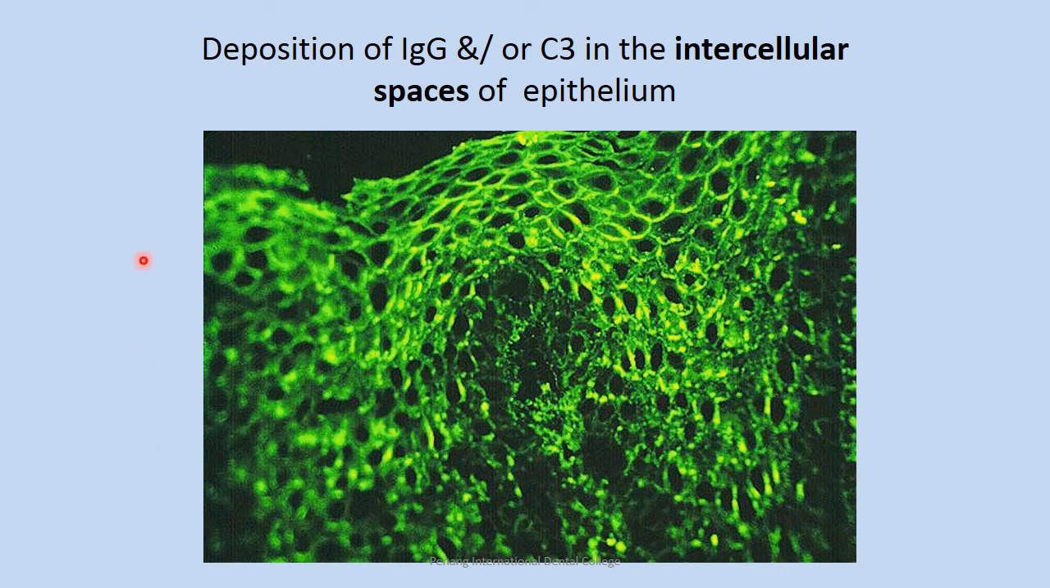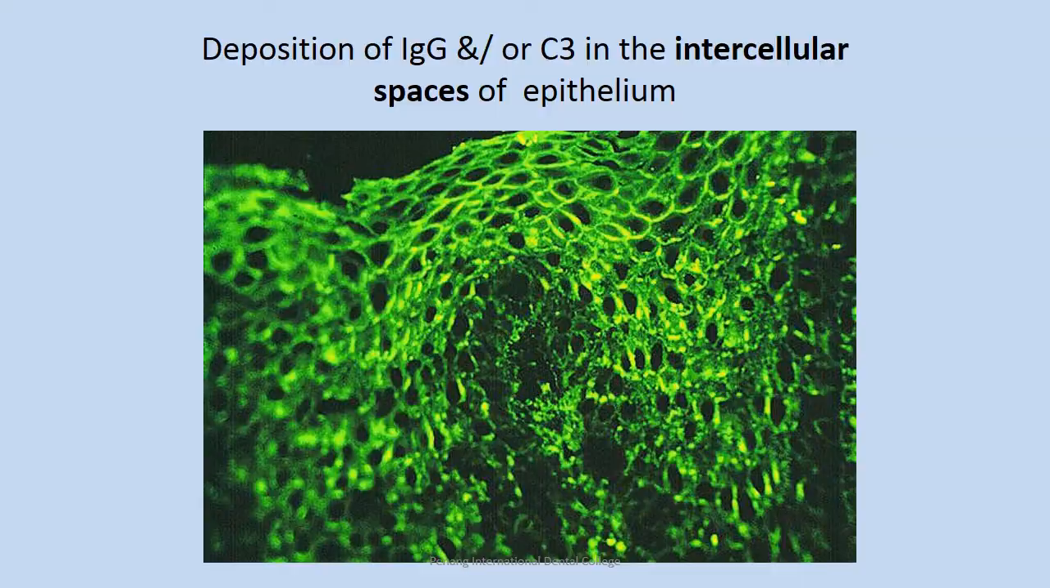So once the fluorophores bind to the antigen antibody reaction, the tissue is visualized under the fluorescent microscope, and then you can see the deposition of IgG and/or the C3 complement in the intercellular spaces of the epithelium, which is the area for desmoglein 1 and desmoglein 3. So basically, this is how it looks like. It looks like a fish scale appearance or a chicken wire appearance under the fluorescent microscope.